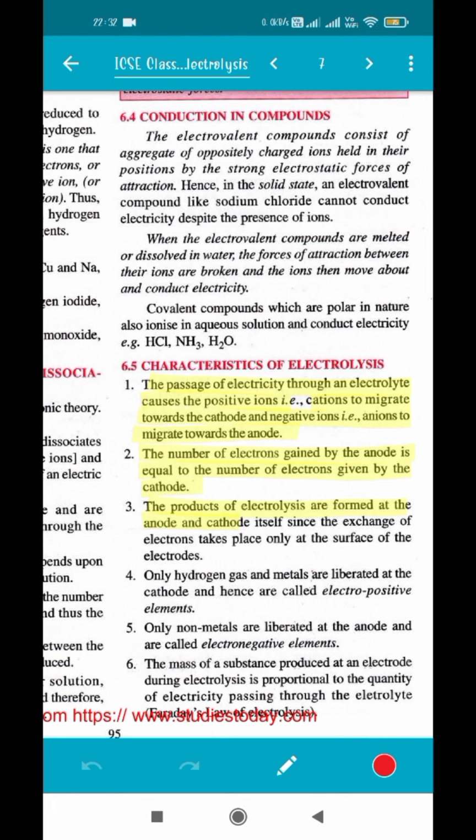The products of electrolysis are formed at the cathode and at the anode. Yes, we will learn about this also in the later parts of the chapter. Whatever products are formed at the cathode and anode will be formed near the electrodes or on the electrodes. They will not be formed elsewhere. If it is a gas, it will be formed near the cathode and the anode. If it is a solid, it will be formed on the cathode or the anode.